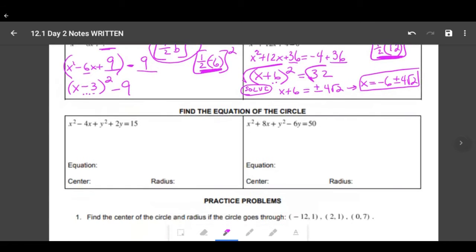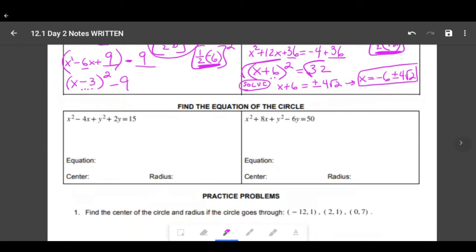Now, why do we use that? A perfect example is if we want to get a circle equation, or we want to get a circle into standard form, what we can do is use completing the square in order to help us do that. Now I'm purposely going to leave a space, y squared plus 2y, leave a space, equals 15.